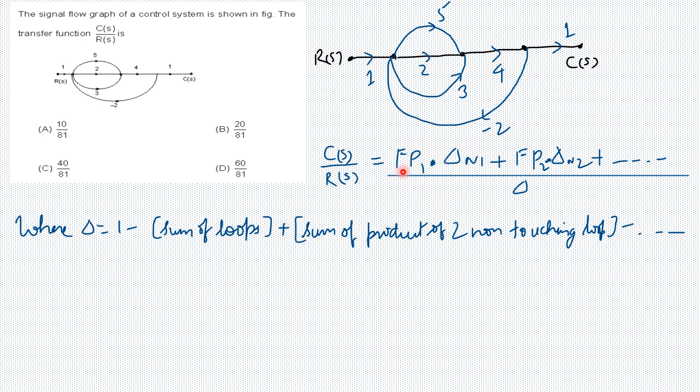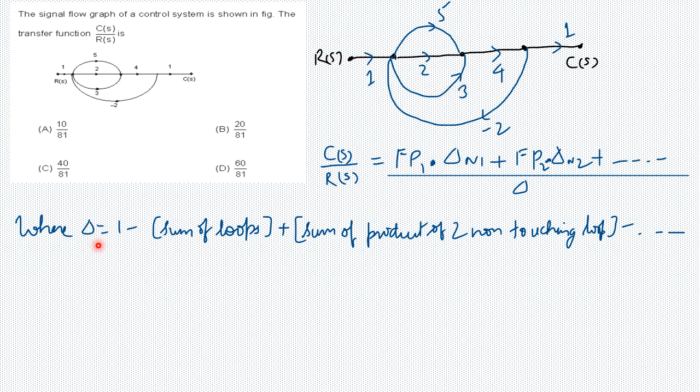Fp1, Fp2 and so on are the forward paths. Let us see what a forward path is. A forward path is a path which takes you from R(s) to C(s), meaning input to output. Like here we have a forward path, 1, 2, 4, 1. So this is one forward path. The dots are put because there can be more than two forward paths, like here, in this case, there are three forward paths. So this is for Fp1.